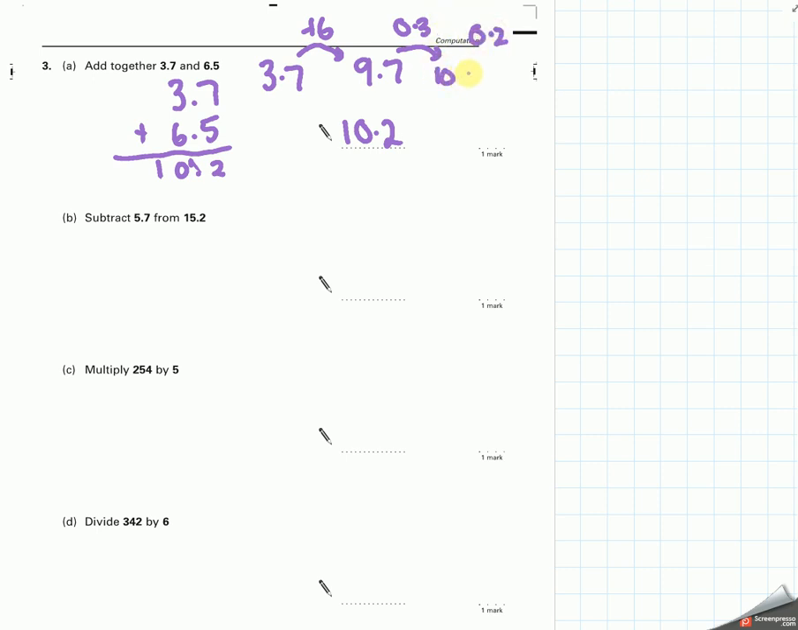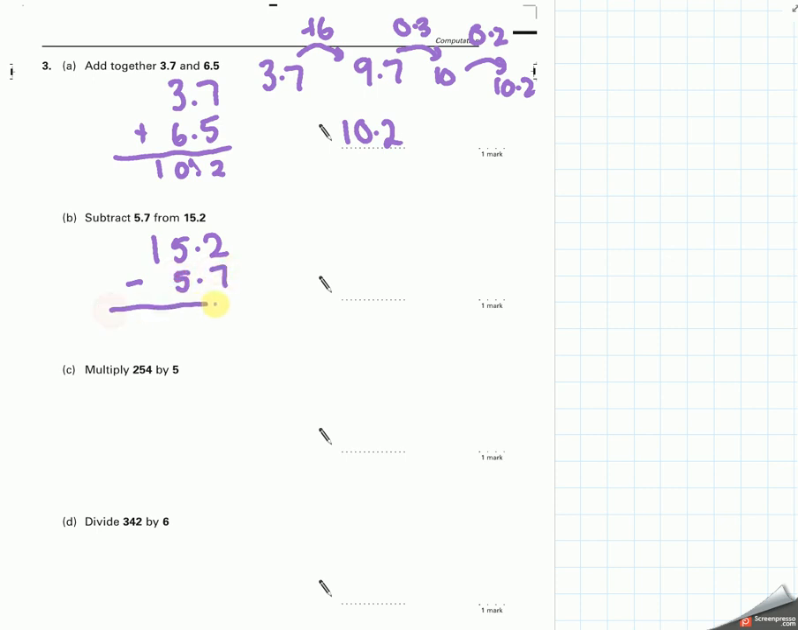So it's going to be 10.2, and that's by counting on. Subtract 5.7 from 15.2. The ordering of this is a little awkward. It's starting with the 15.2 on top. That's the starting value. We are subtracting the 5.7 from the start value, not the other way round.